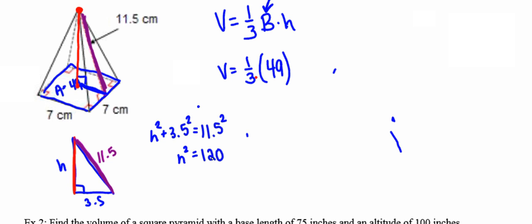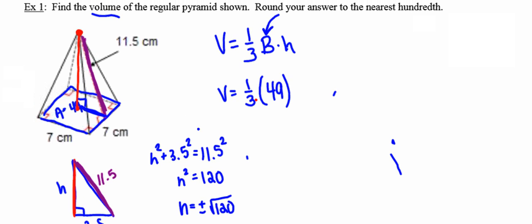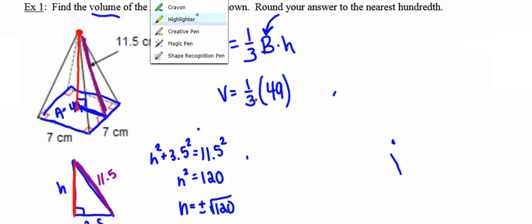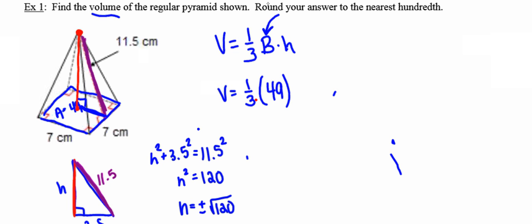Since the square of h is 120, h is going to have to be plus or minus the square root of 120. Now, if it makes you feel comfortable, you can go ahead and simplify that. I'm not going to, just because I'm looking ahead at the directions that were given to me for this problem. In the directions, they're very clear and very specific in that they want us to round this answer to the nearest hundredth.